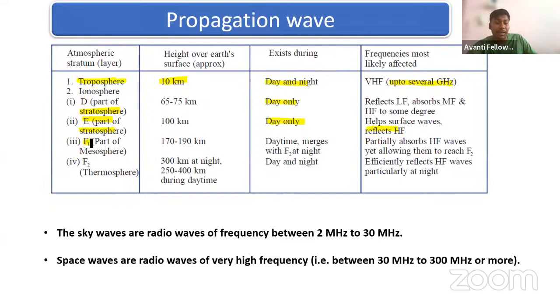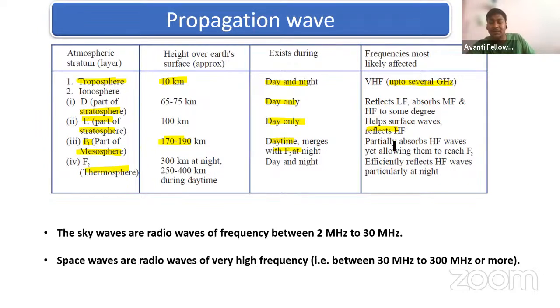Now F1 is a part of the upper layer, very high as compared to the E part. It is located 170 to 190 kilometers from the Earth's surface. It exists during the daytime and merges at night. It merges with the F2 layer during night time. This absorbs the high frequency waves and allows F2 to efficiently reflect HF.